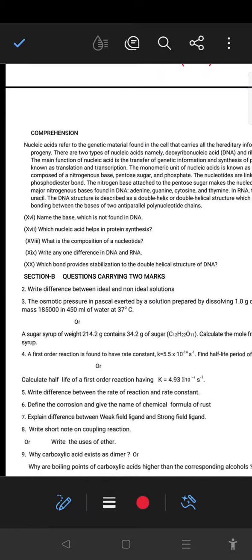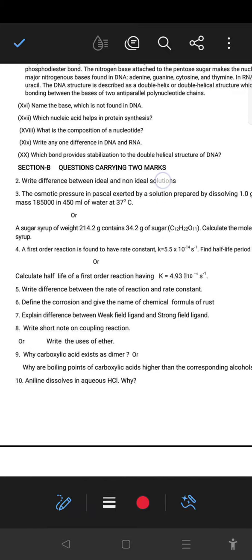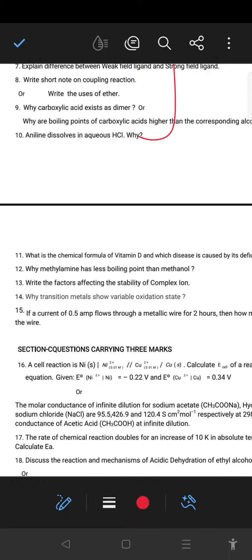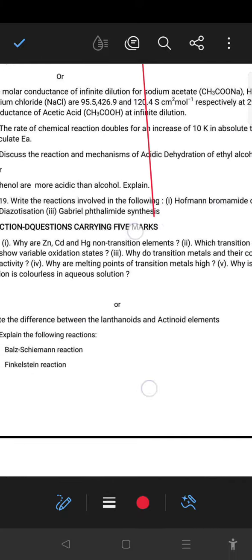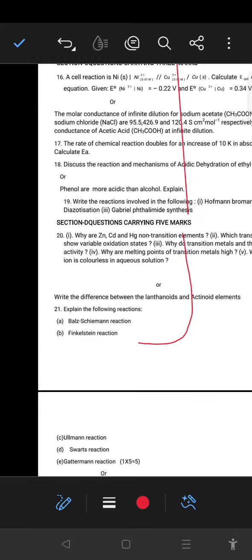Next are the paragraph based questions. Next are the 2 marks carrying questions. After that there are 3 marks carrying questions, and the last section D has 5 marks carrying questions.